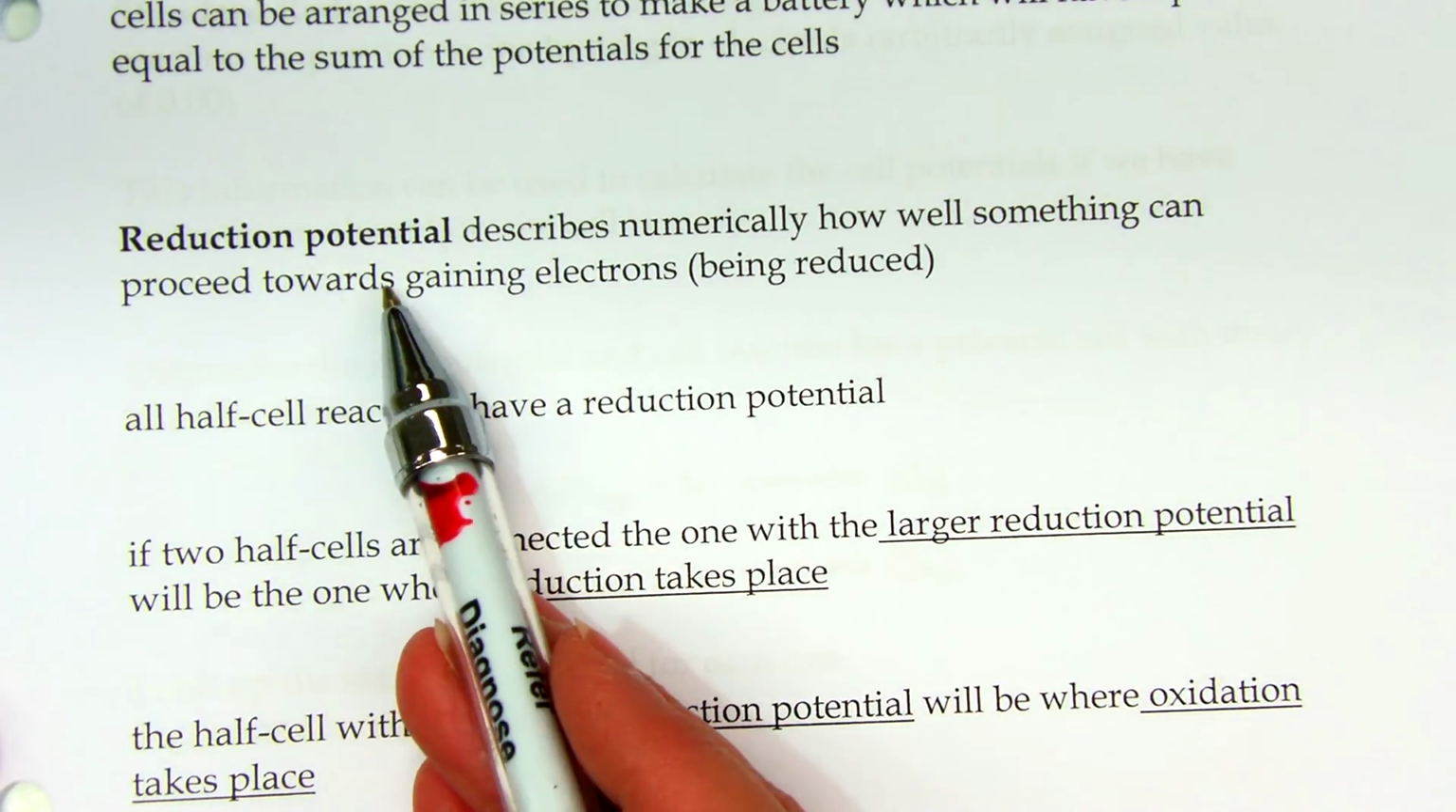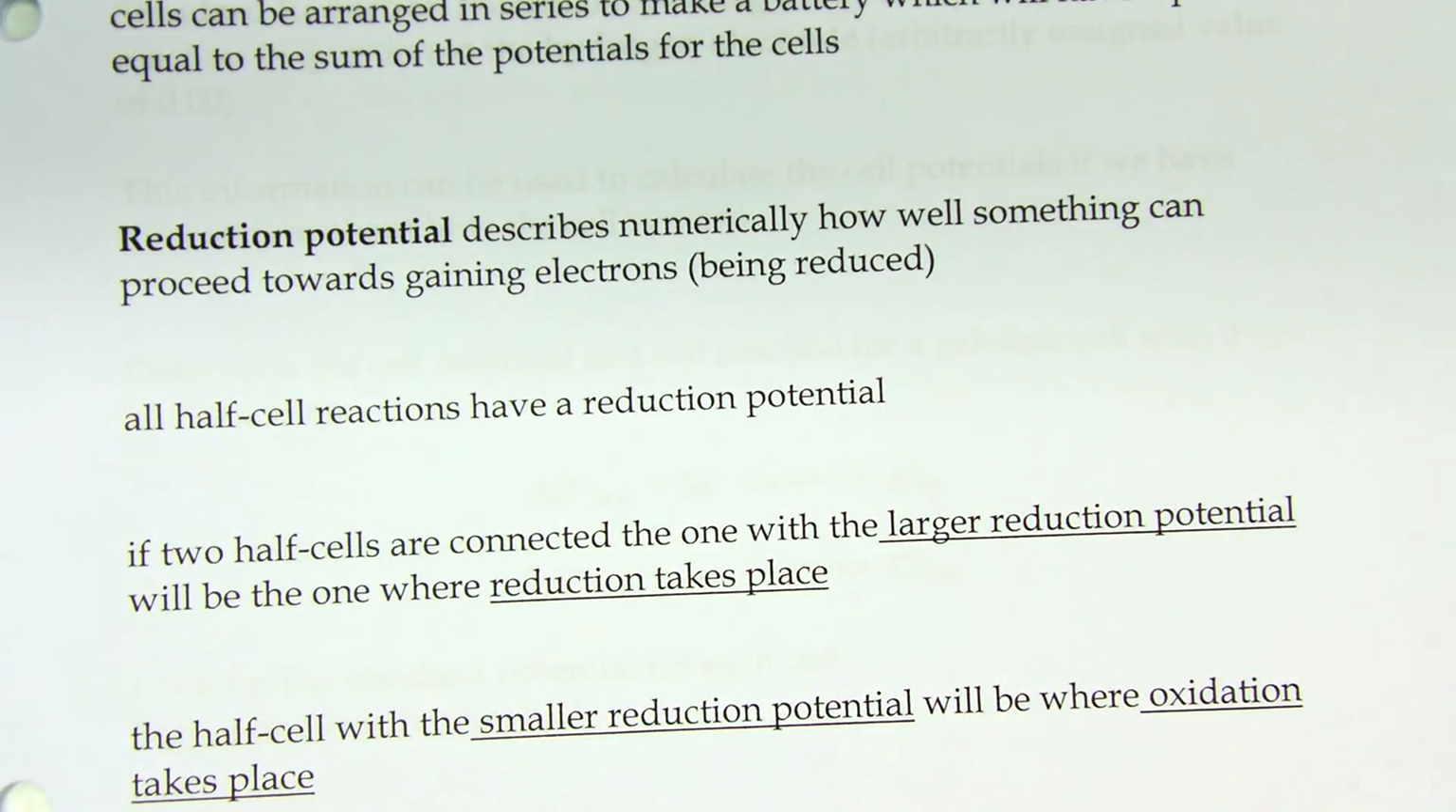So the reduction potential tells us numerically how well something can get reduced. So if it has a higher reduction potential, it will be the thing that can gain the electrons. When you look at two cells, they will each have a reduction potential, and when we connect them with a wire, then the one with the bigger reduction potential is the one that will kind of win, and it will get reduced, and the other half cell will have to undergo oxidation in the process.